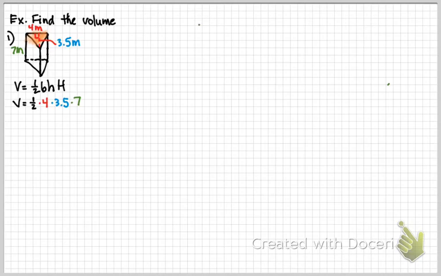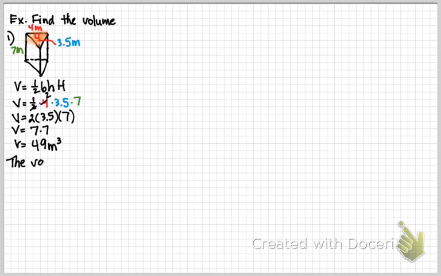So I'm going to do some math. Sorry, got some random dots going on over here. I'm going to take 1/2 of 4, which is 2. So I've got 2 times 3.5 times 7. So then I'm just going to multiply in order. 2 times 3.5 would give me 7. That gives me 7 times 7, and I get 49, and the label would be cubic meters. Okay, so the volume is 49 cubic meters.